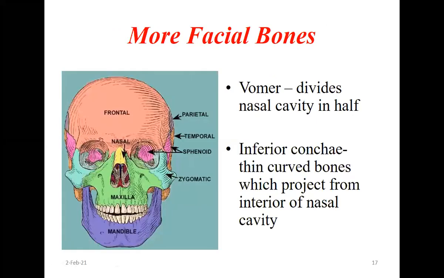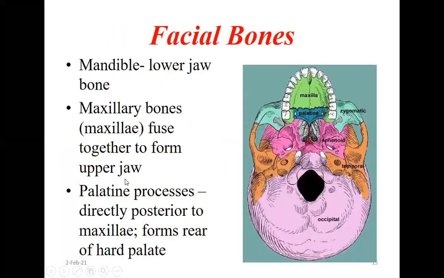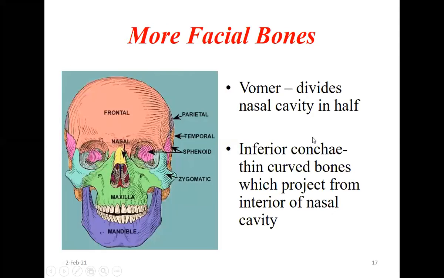Then we have something called the vomer. The vomer divides the nasal cavity into two halves. It is usually seen from behind, and it will form the septum. In the anterior part, that will be cartilage. From behind, whatever is there is called the vomer. If you see here, this is the vomer. So it will divide the nasal cavity into two halves.